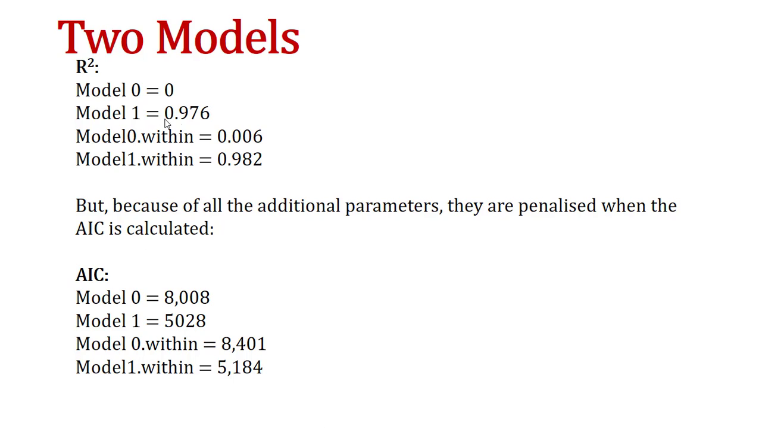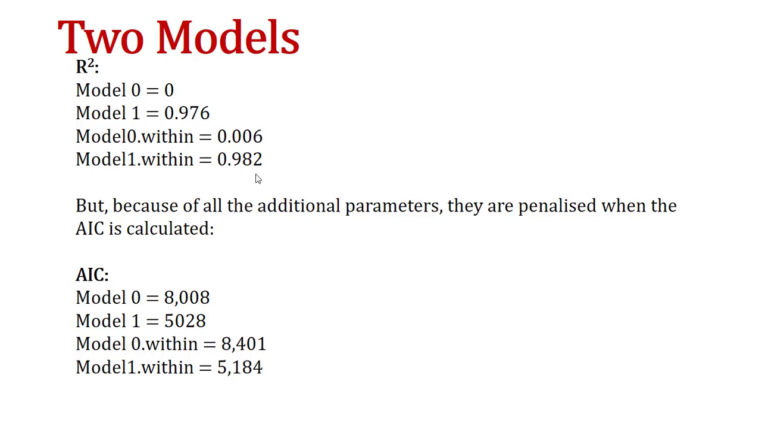And model 1 accounts for a lot of the data, 0.976. Now, when we have model 0 within, which includes all the dummy variables, we increase from 0 to 0.006. Very minor increase. But when from model 1 to model 1 within, again including all the dummy variables, we increase from 0.976 to 0.982. So it predicts the data better.